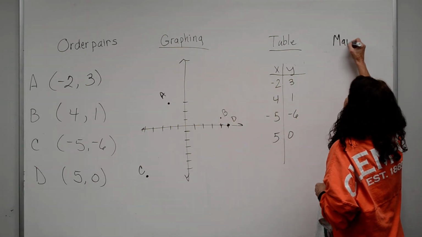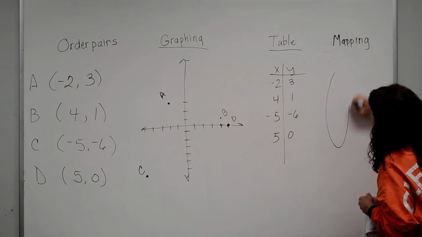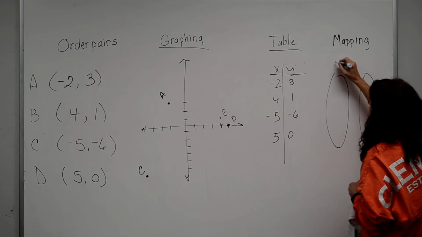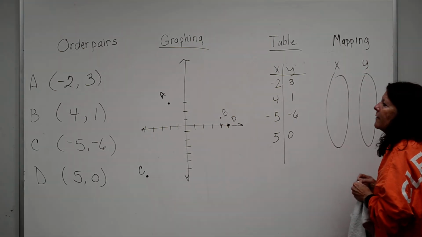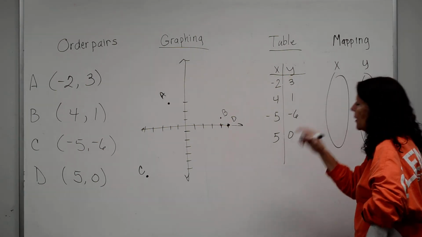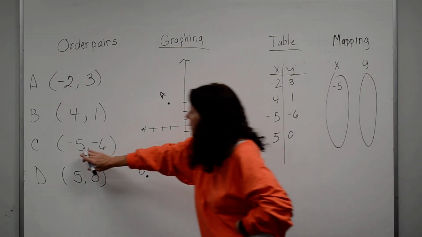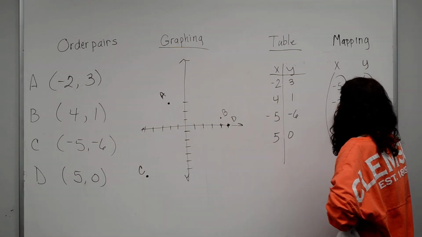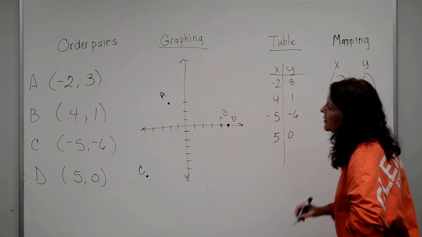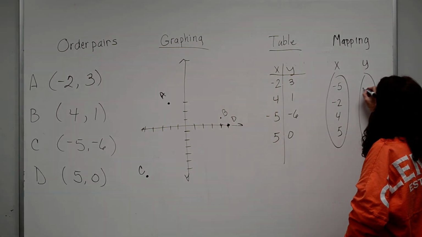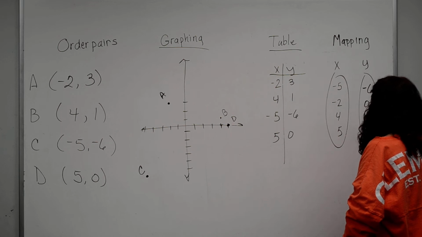Then you have mapping. Mapping is basically two ovals, one representing the X, the other one representing the Y. The values need to be in numeric order. So the smallest X value I have is -5. Then I have -2, I have 4, and I have 5. Then I'm going to do the same thing with the Y's. I have -6, 0, 1, and 3.